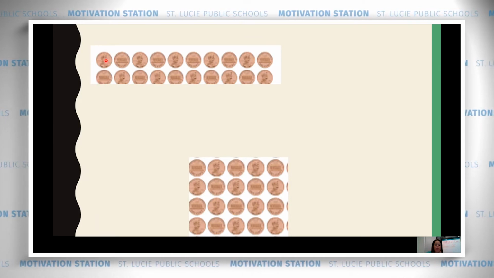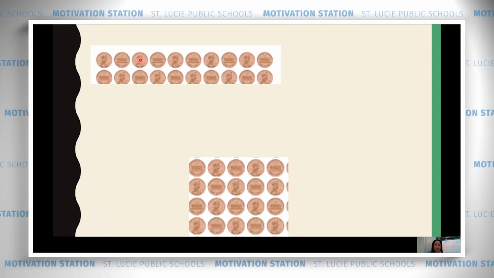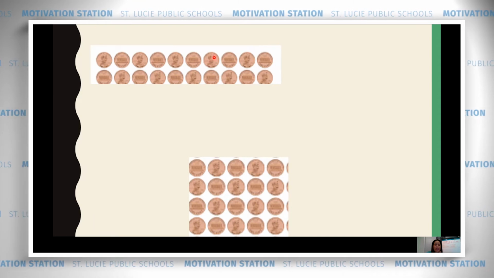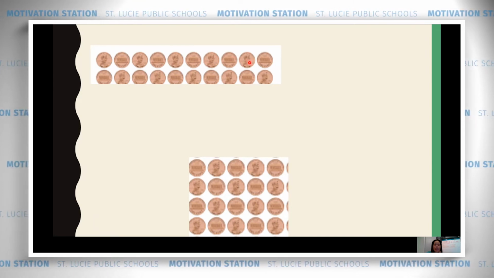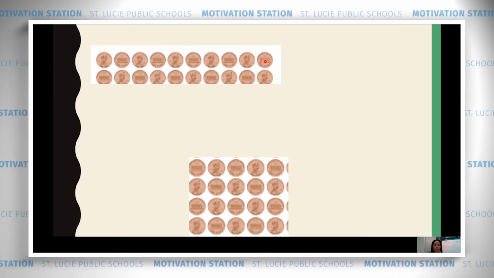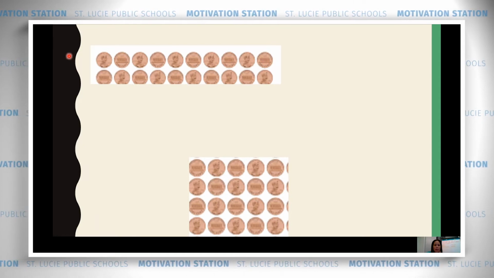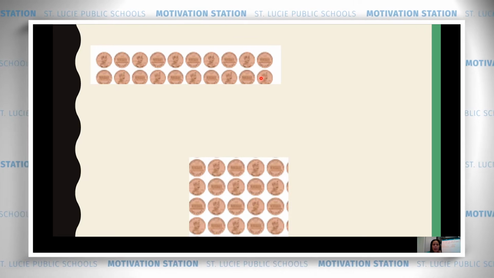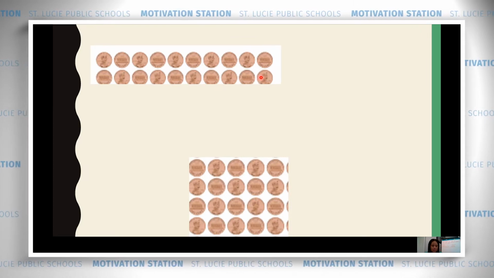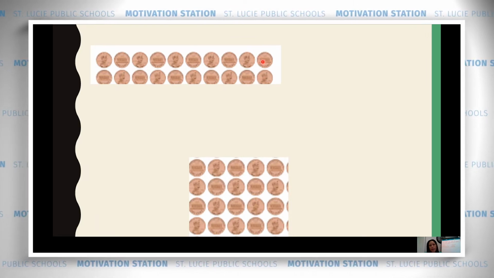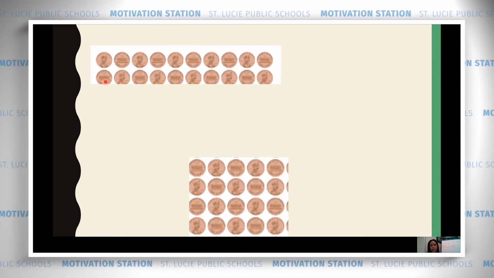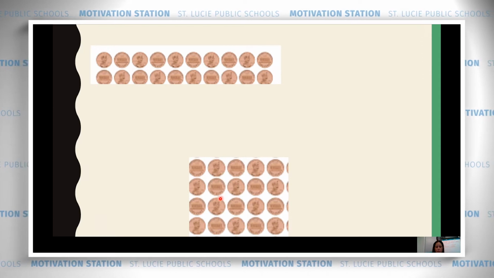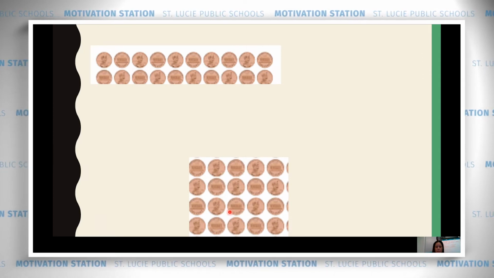So I would count 1, 2, 3, 4, 5, 6, 7, 8, 9, 10. There are 10 pennies in this top row and 10 pennies in the second row. And if I have 10 and 10, and I add them together using my repeated addition, 10 plus 10 makes 20. Now let's jump down here to our next array.